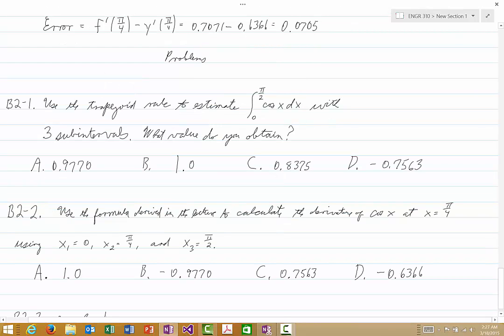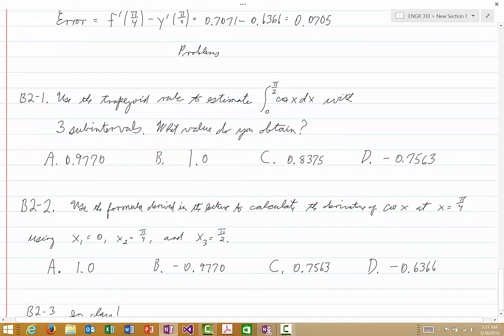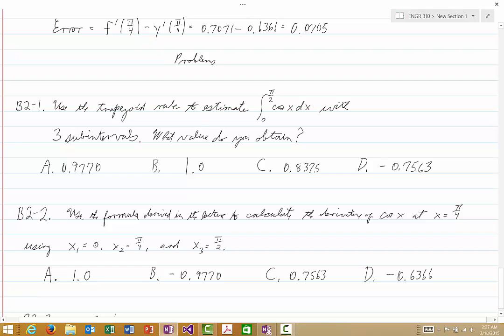Okay, so the problems for lecture B2 are as follows, and they're just like problems that we did in the lecture. The first one, B2-1, requests you to use the trapezoid rule to estimate the integral from 0 to pi over 2 of cosine x dx with 3 subintervals. And of course, again, these are subintervals of equal length. What value do you obtain? And the choices are A, 0.9770, B, 1.0, C, 0.8375, or D, minus 0.7563.